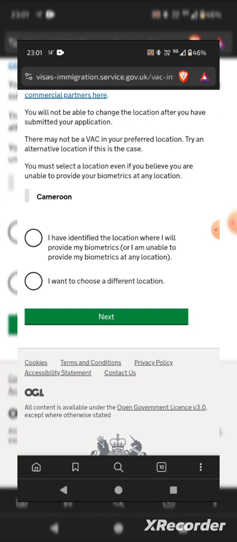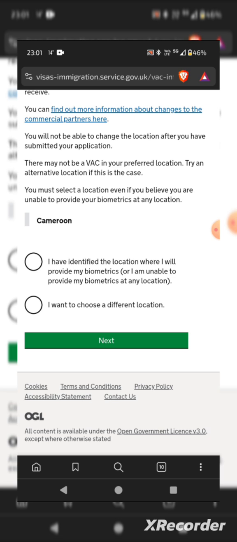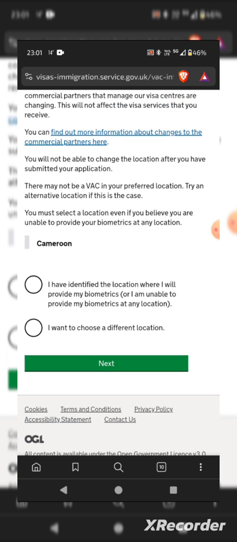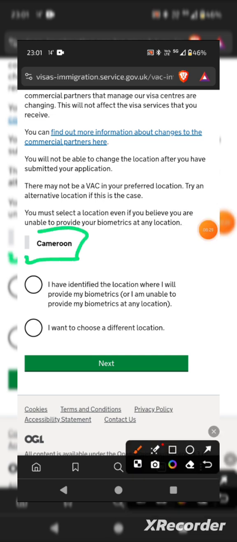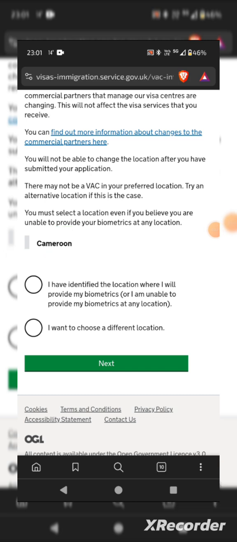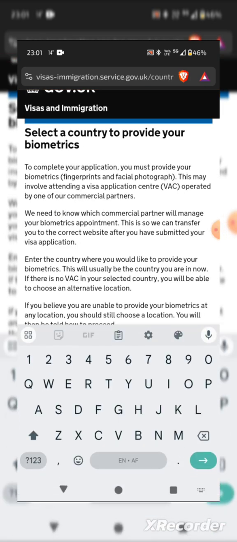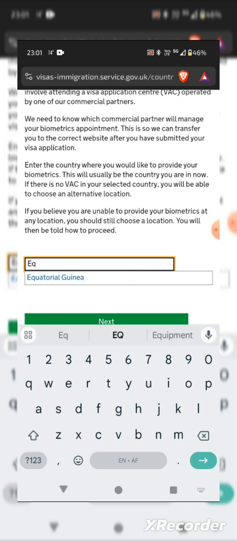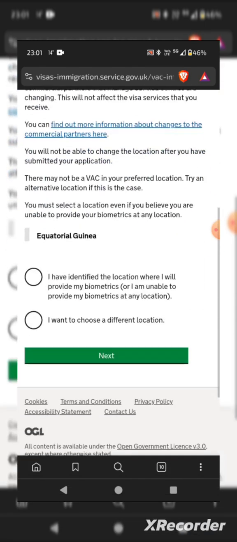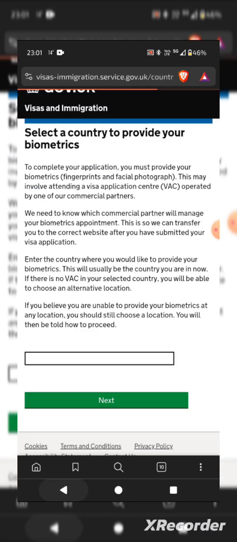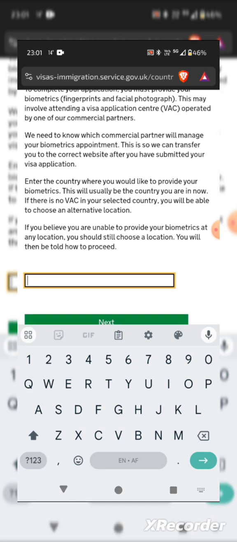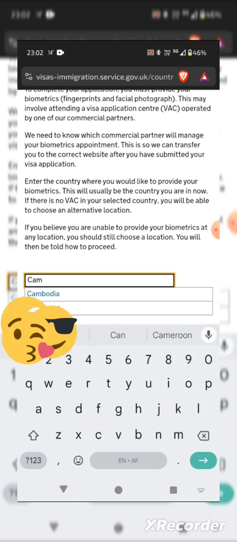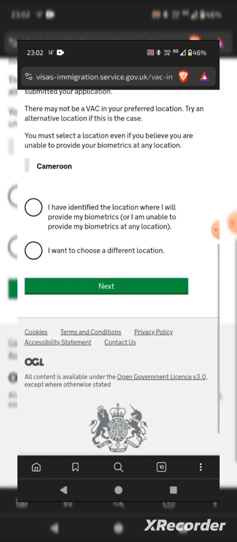You actually read it. So yes, I know that the application center will be in Cameroon because there's a center in Cameroon. As you can see here, it's highlighted in bold blue. It's in Cameroon, so I will apply in Cameroon. If I choose a country like, let me see, Equatorial Guinea, some countries don't have it, so you need to travel to another country and do it. I can't think of one now, but let's just continue for the sake of the video.